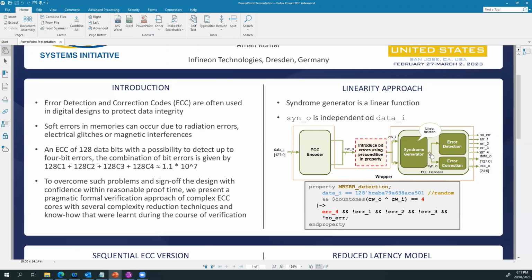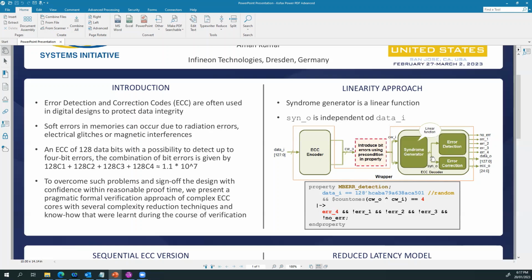On the other hand, we also found that the syndrome generator in itself is a linear function, which means that the syndrome output is independent of the data input. Now, by linear function, what I mean is it follows the algebraic linear function, which is basically a function f is called linear if f of x plus f of y is always equal to f of x plus y. That is, f preserves the addition operation.